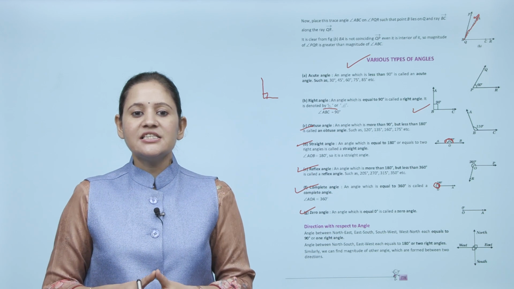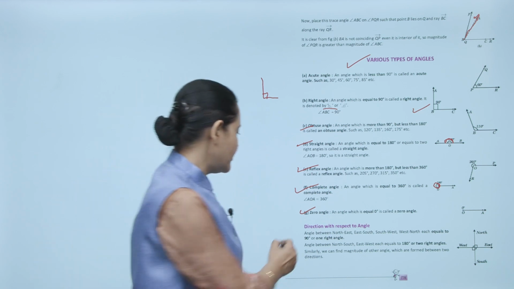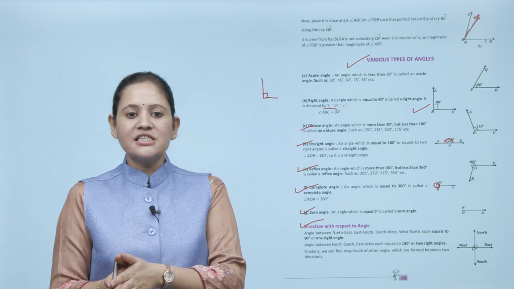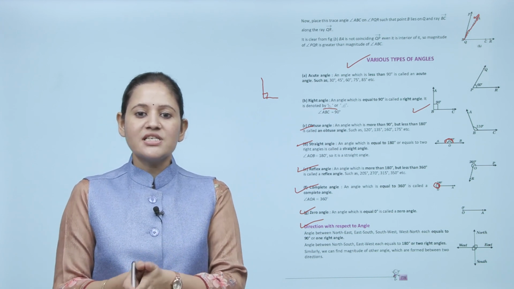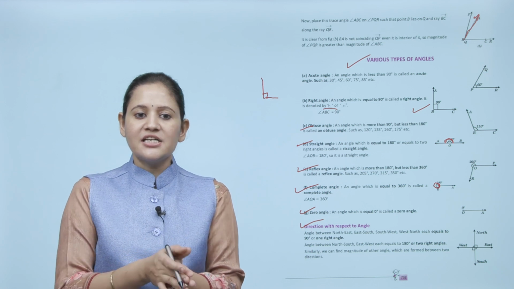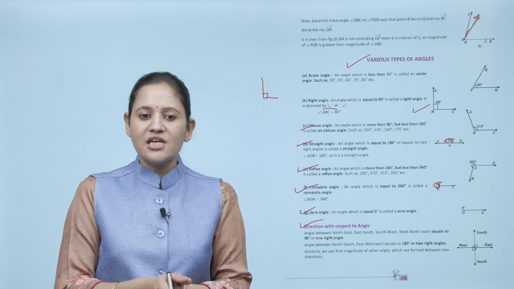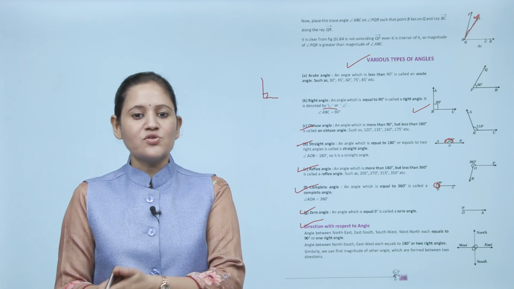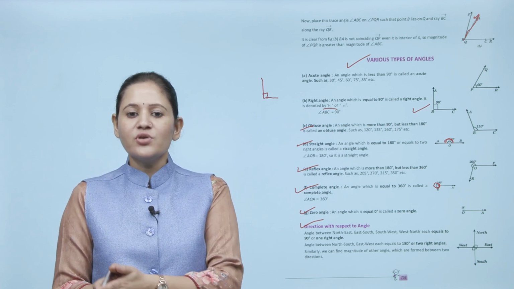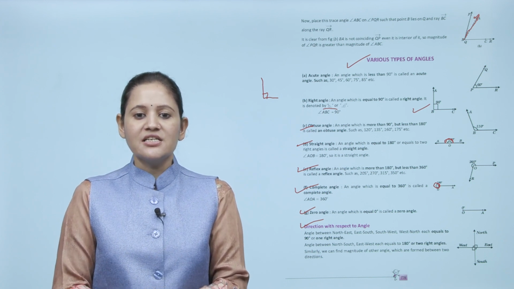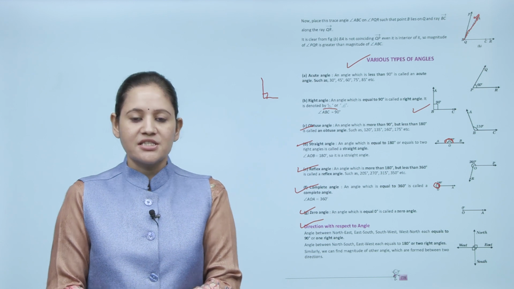Next, direction with respect to angle. Angle between northeast, east south, southwest, west north, each equal to 90 degrees or one right angle. Angles between north south, east west each equal to 180 degrees or two right angles. Similarly, we can find the magnitude of other angles which are formed between two directions.